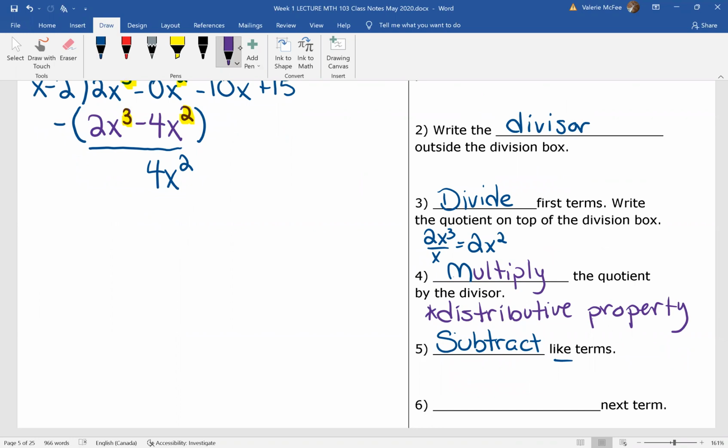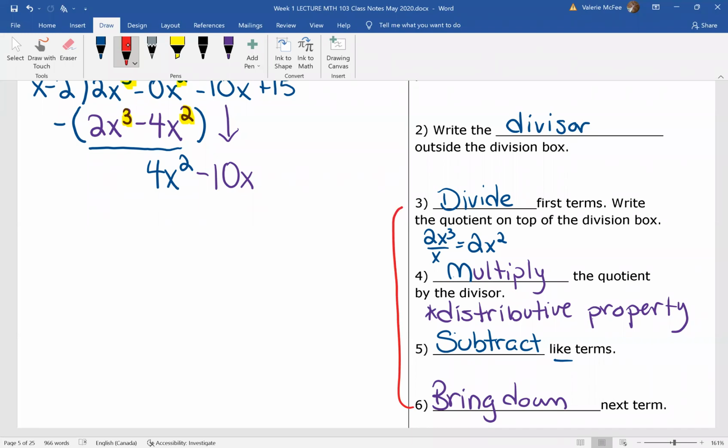Now we want to bring down the next term. Our next term is minus 10x. If there is no next term, you know you're finished. But if you do bring down a next term, you have to go back up to the third step and divide. We're dividing first terms again.